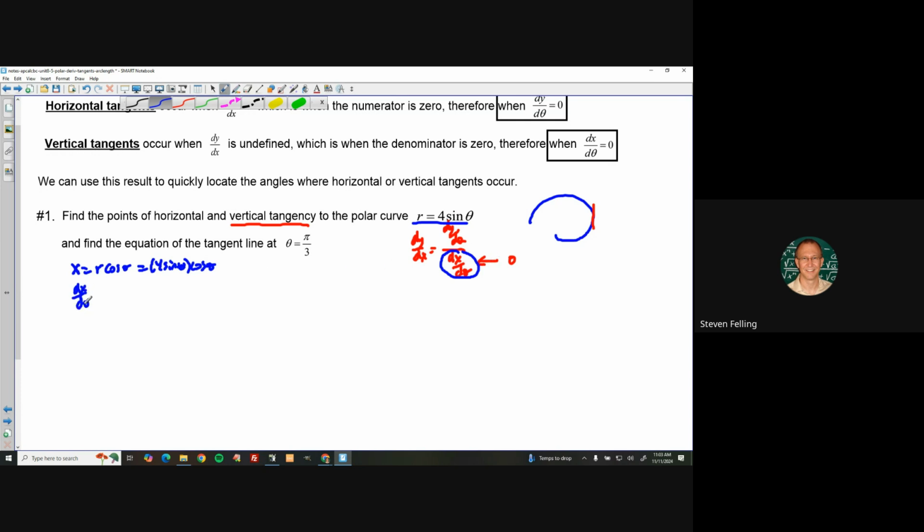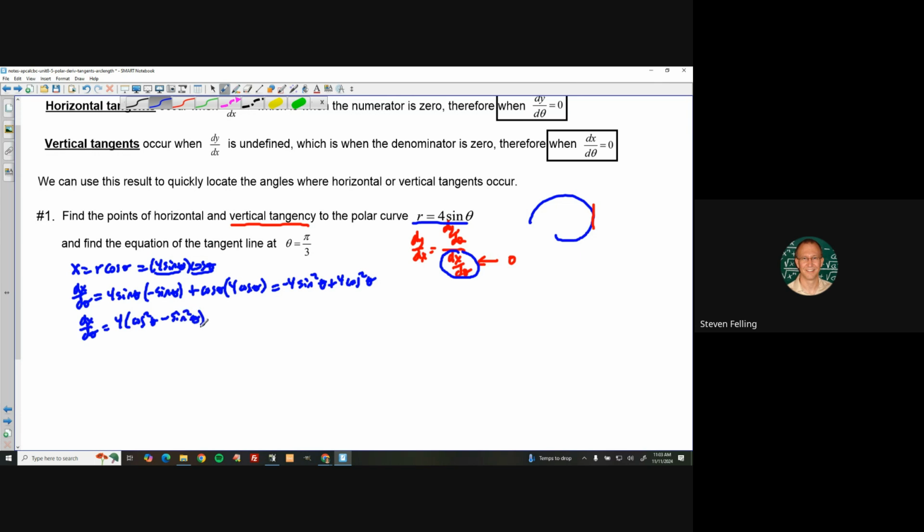So dx d theta, this is going to require product rule, right? So that's going to be first times derivative of the second, which is negative sine, plus the second, cosine theta, times the derivative of the first, which is 4 times cosine. Right, so let's simplify that a little bit. Make negative 4 sine squared of theta plus 4 cosine squared of theta. I could write it like this. See, that's going to be a 4 times cosine squared of theta minus sine squared of theta.